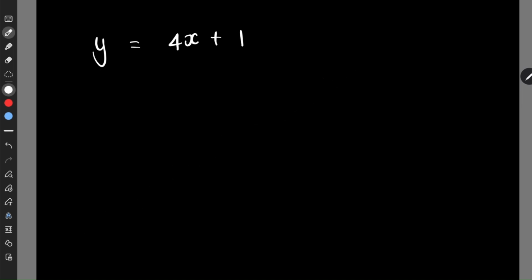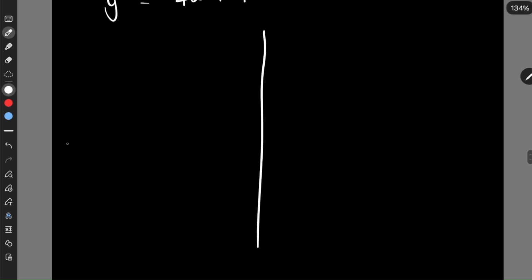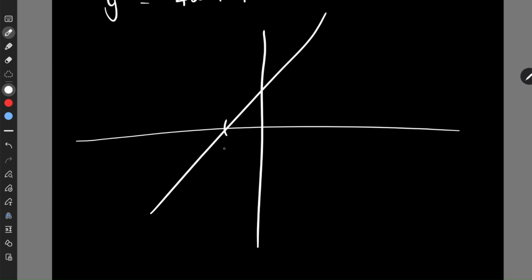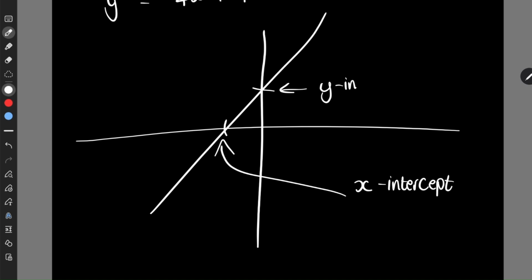So what you want to do is find where the function would intercept the x-axis, known as an x-intercept, and where the function intercepts the y-axis.